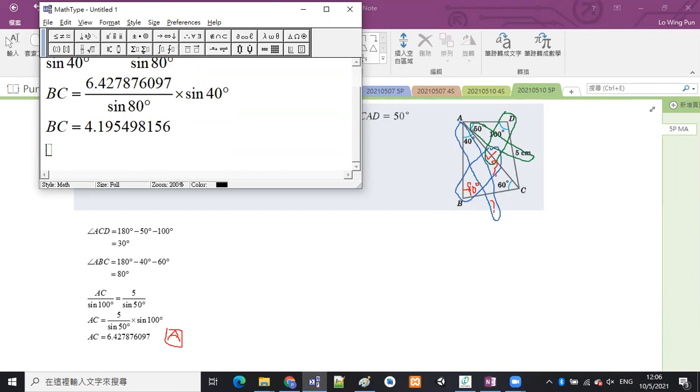As this will be the final answer, we need to take how many? Is it 3 SF in this exercise? I need to check. Yes, 3 SF. So BC should be equal to 4.19, but we need to add 1, so it should be 4.20 cm.